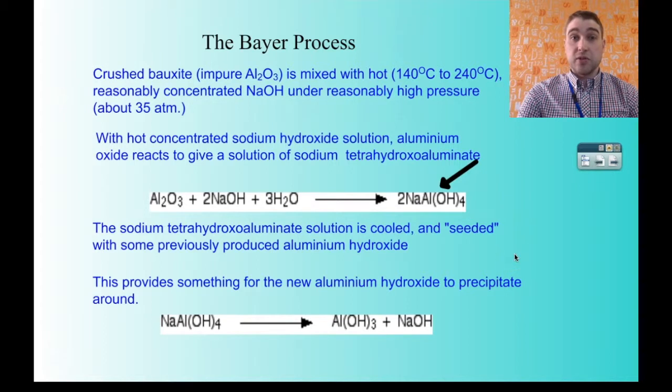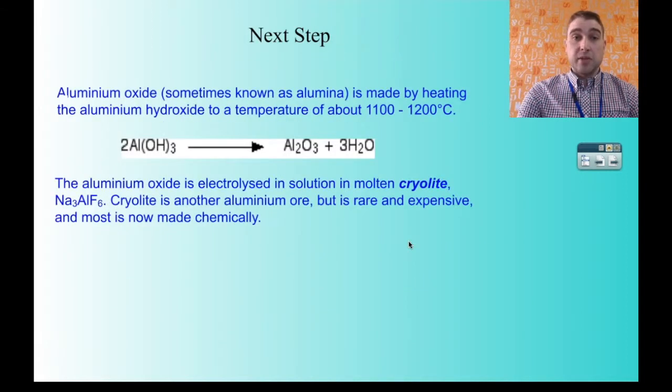The sodium tetrahydroxoaluminate is then cooled, and some previously produced pure aluminium hydroxide is thrown in, and that produces even more aluminium hydroxide. So it's the seed for the crystals of aluminium hydroxide to form around. From there, the aluminium hydroxide is heated and aluminium oxide is produced. The aluminium oxide is then electrolyzed with cryolite. Cryolite reduces the temperature required to melt the aluminium oxide, so that's why it's used.